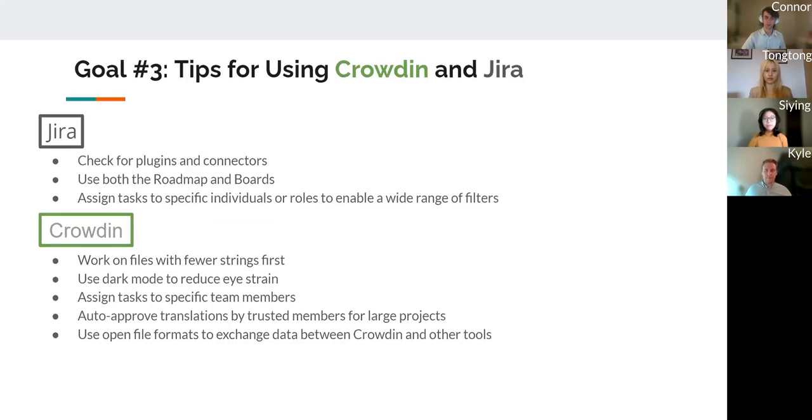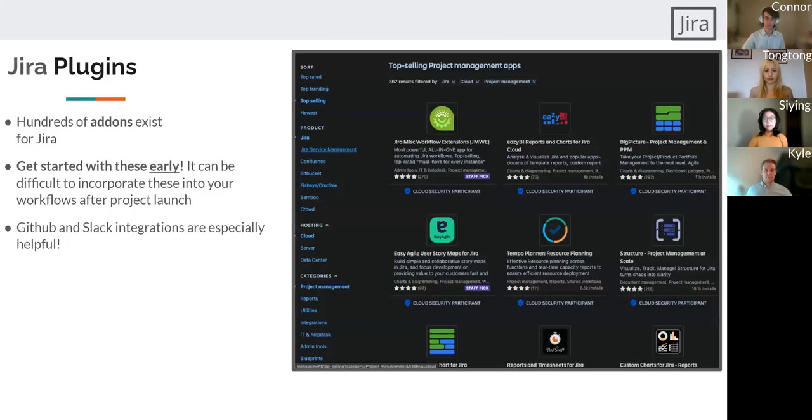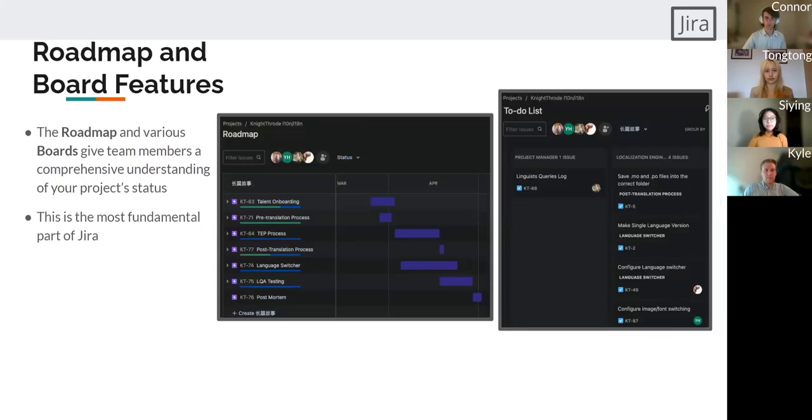Thank you. Crowdin and Jira are powerful tools, but they can often be daunting for new users. Incorporating these tools into your workflows can be made easier with these quick tips. There are hundreds of add-ons that can be added on to your Jira workspace, allowing for improved productivity. I would personally recommend the GitHub and Slack integrations, which many software developers use regularly. Before you start working, be sure to properly research which plugins you could benefit from using, as it's hard to implement these after work has begun. The roadmap and various boards are the most fundamental parts of Jira and should not be neglected. These give project members a better idea of what other people are working on and what their own tasks are.